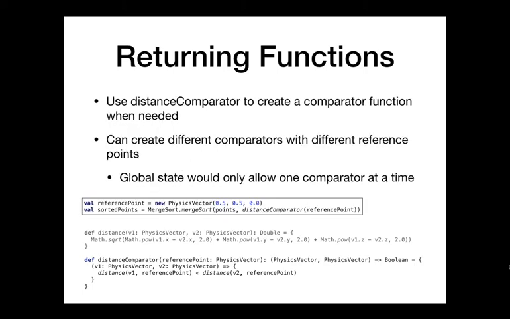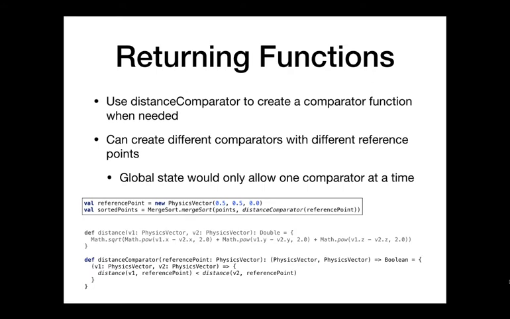And now if we want to sort based on this new comparator, we're going to create a new function. We're going to call distance comparator that takes a physics vector and returns the comparator function in the way that we expect, get that function that this returns, and then use that as our comparator for our sort.